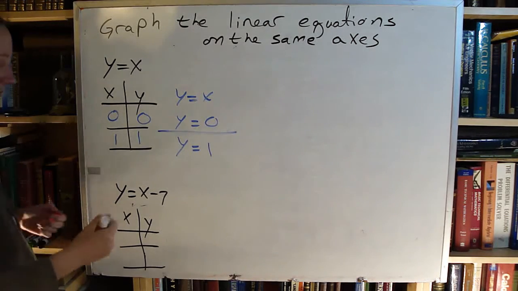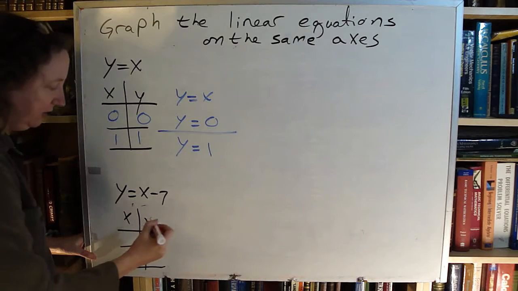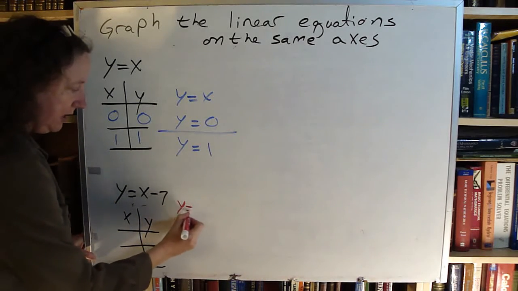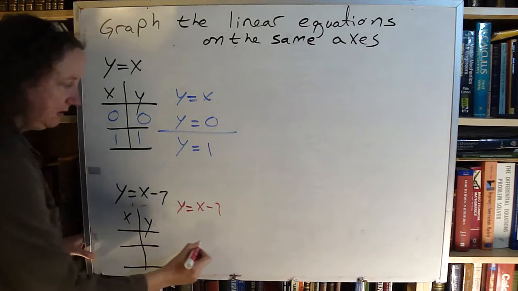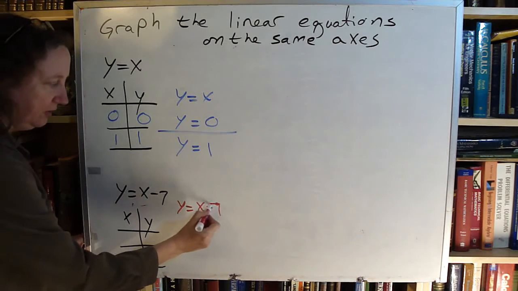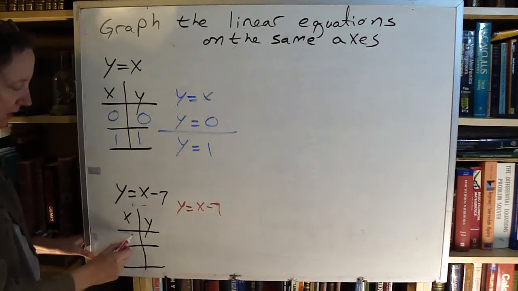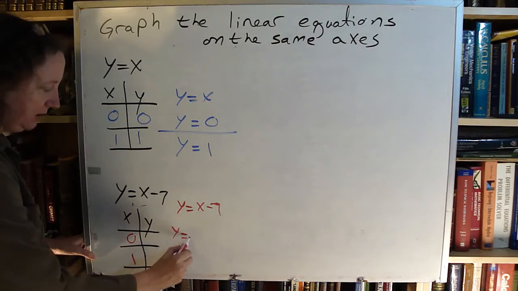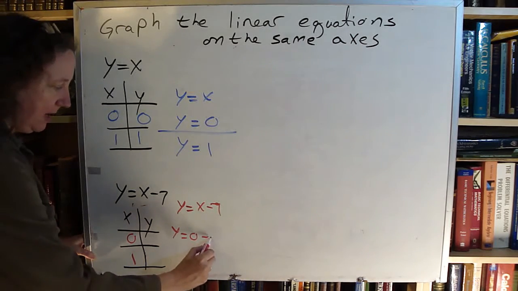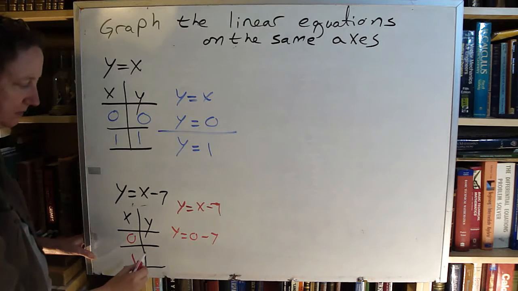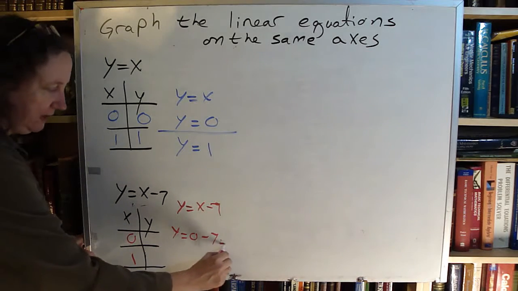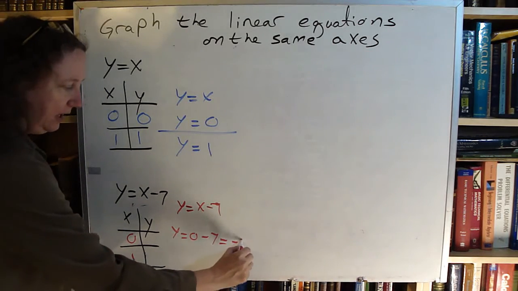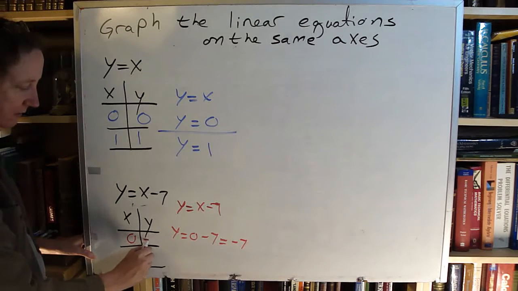Next one, y equals x minus 7. I'm going to use the same set of numbers, 0 and 1. So I have y is 0 minus 7. 0 minus 7 is negative 7. Fill in my blank.